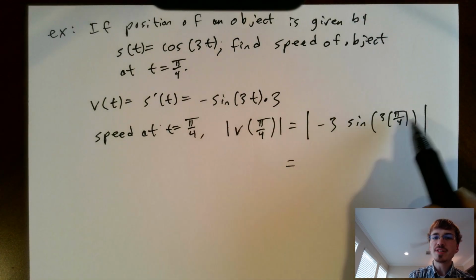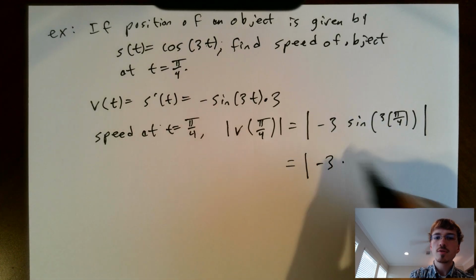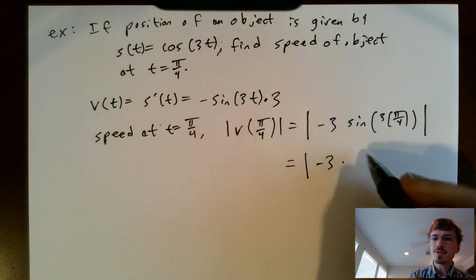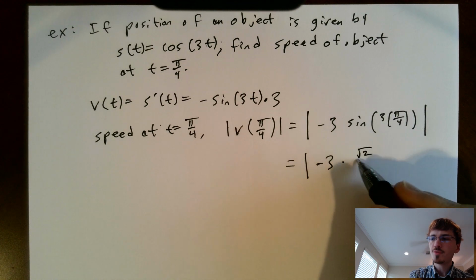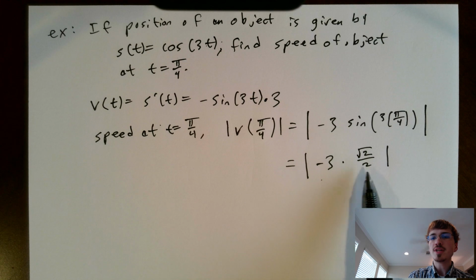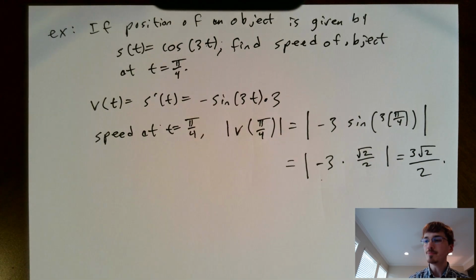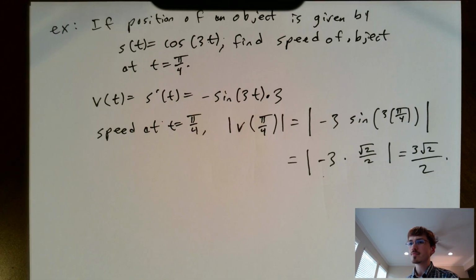So now we know that the sine of 3 pi divided by 4 is the square root of 2 divided by 2. And the absolute value of negative 3 times the square root of 2 divided by 2 is just 3 square root of 2 divided by 2. No problem. All right. Let's give a new definition.